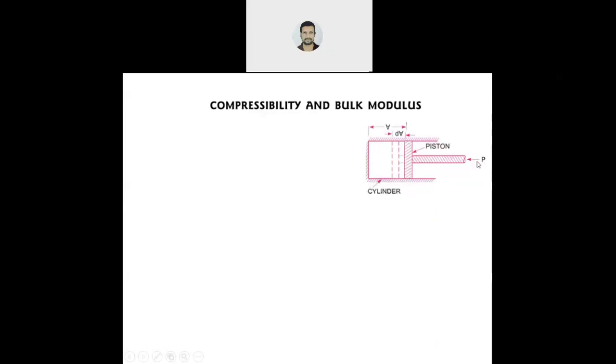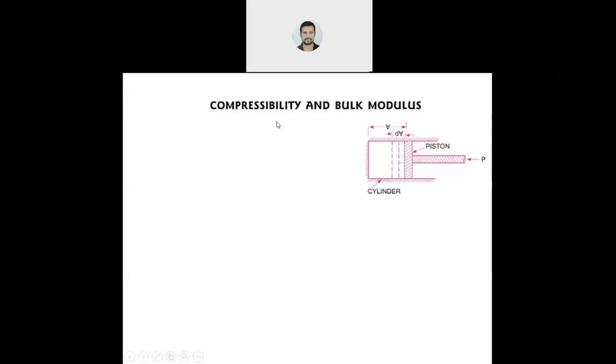Now, at this end of the piston, you are applying pressure P. The original volume of the cylinder is V. When you apply this force on the piston, the piston will move to the left side. Let it move by volume del V. Now the volume of the cylinder will decrease. It will become V minus del V, and the pressure will increase.